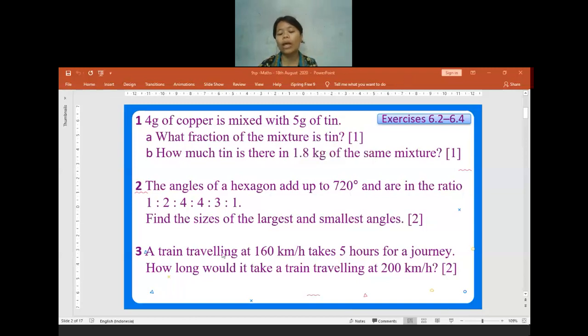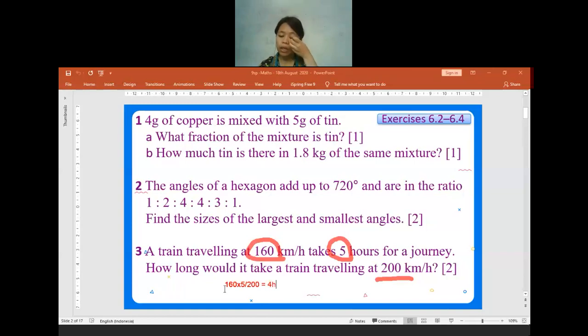When it is an inverse proportion, you multiply the numbers in the first sentence, and then the result we divide by the number from the question. So we do 160 times 5, and then divide the result by 200. How many will it be? How many hours? Yeah, 4 hours.